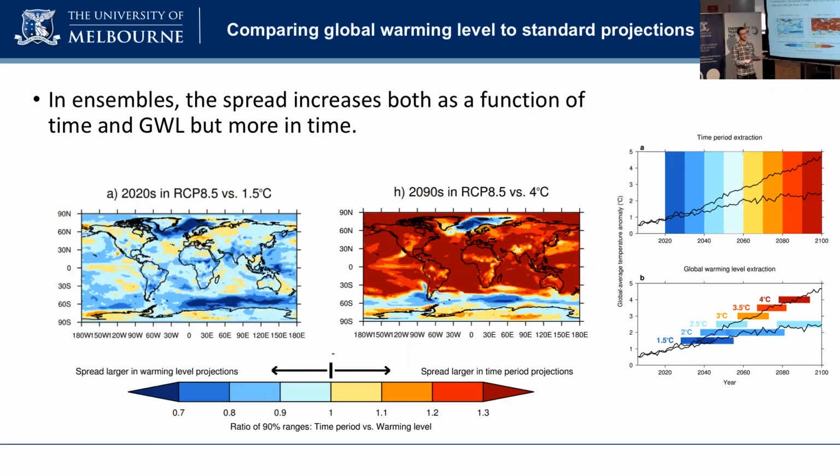So then if we actually start comparing these ensembles with each other, so this is now comparing the 2020s in RCP 8.5 versus 1.5 degrees, you can see, because it's mostly blue, there's more spread in the 1.5 degree world than the 2020s world. But if we're looking at the 2090s in RCP 8.5 versus a 4 degree world, the spread is more red over most of the world. So the spread is much higher in the RCP 8.5 at that time than in the 4 degree world. This is not true in places really where slow warming processes dominate, like the far North Atlantic and the Southern Ocean.